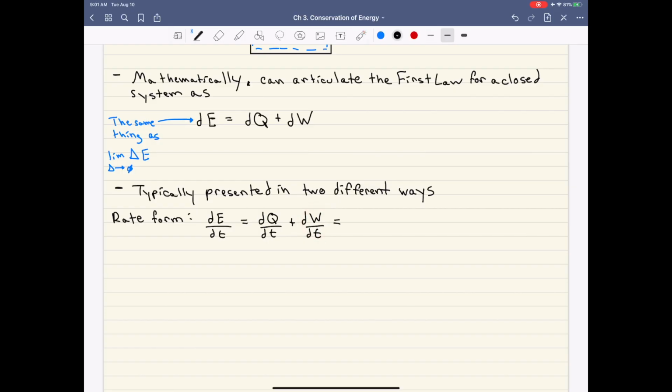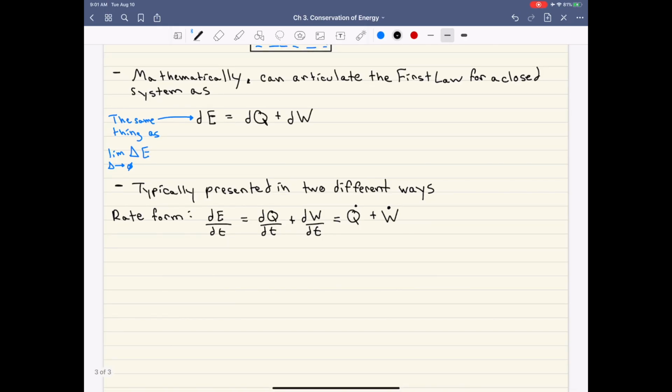By convention, we write this dQ/dt and this dW/dt as Q dot and also W dot, right? And so these are the heat rate and the work rate, respectively. That's one way to write the energy balance, and the dimensions or the units of this rate form are going to be energy per time, right? And that's essentially what we define as power. So with the rate form, your units are going to be energy per time.